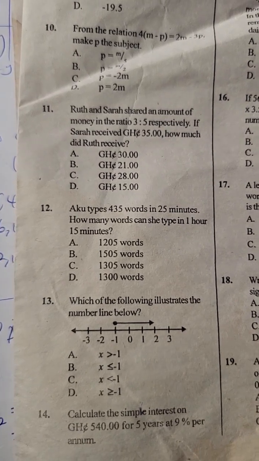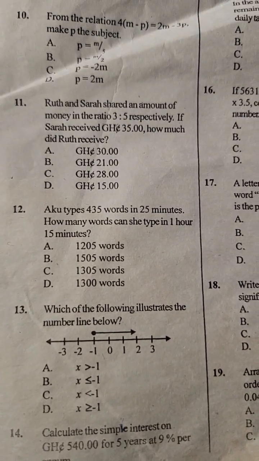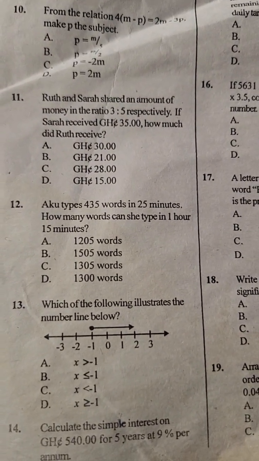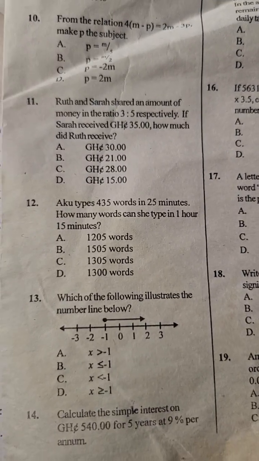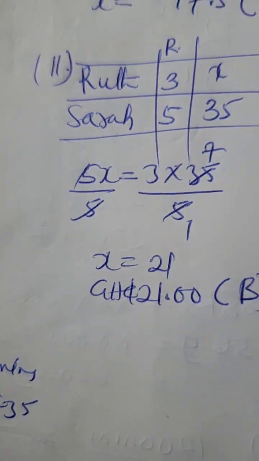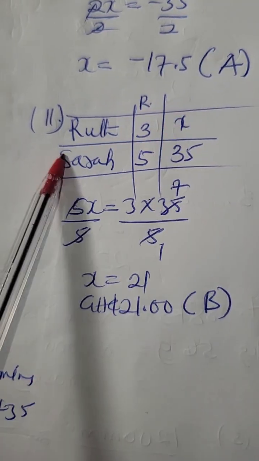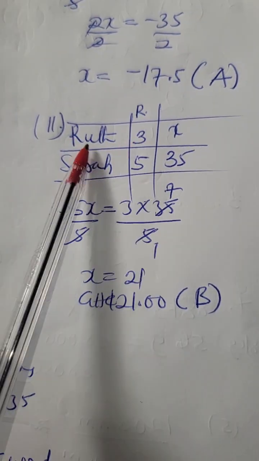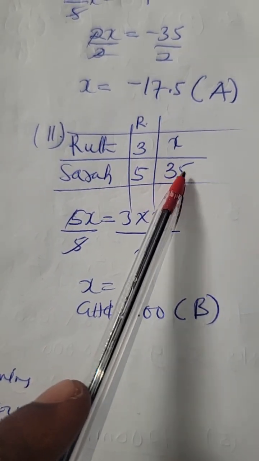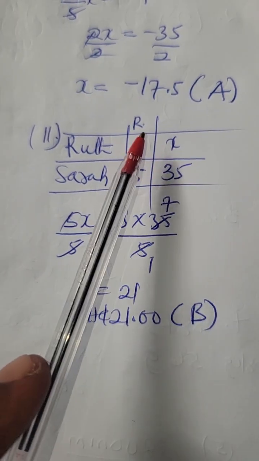Question 11. Ruth and Sarah shared an amount of money in the ratio 3:5 respectively. Sarah received 35 cedis. How much did Ruth receive? So I drew a table for them. Ruth's ratio is 3, Sarah is 5. Sarah's amount is 35. Ruth's amount, you don't know, that's x.